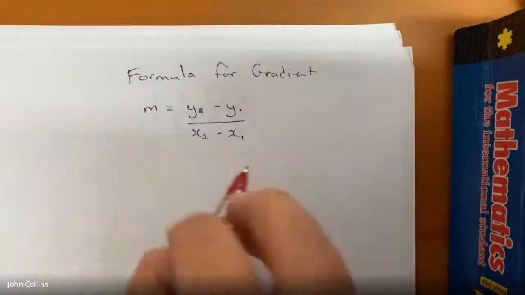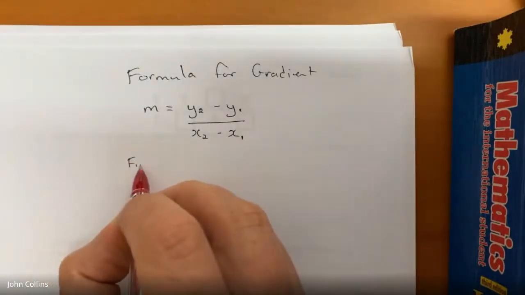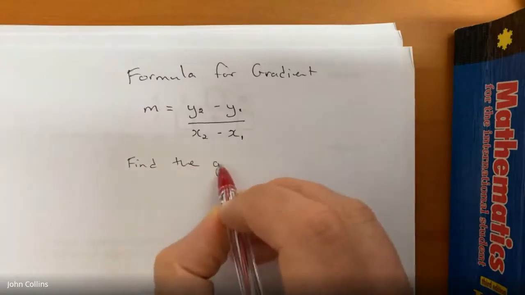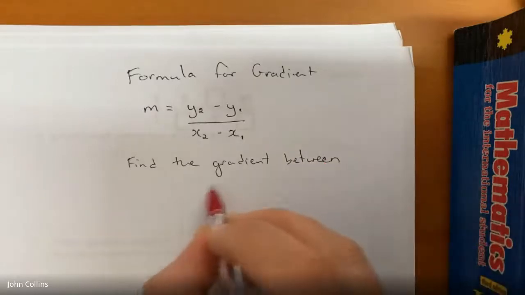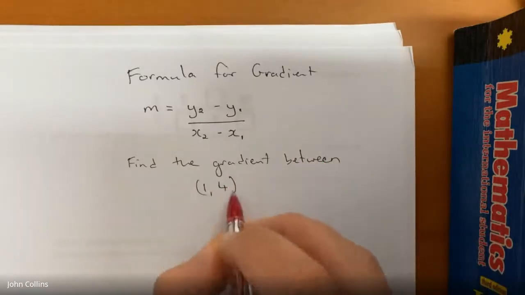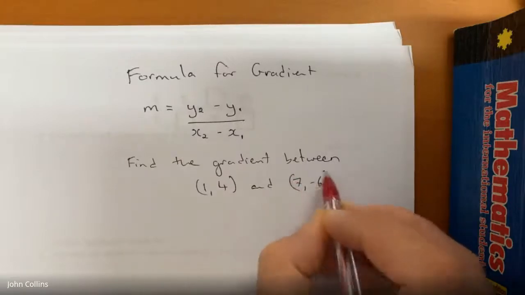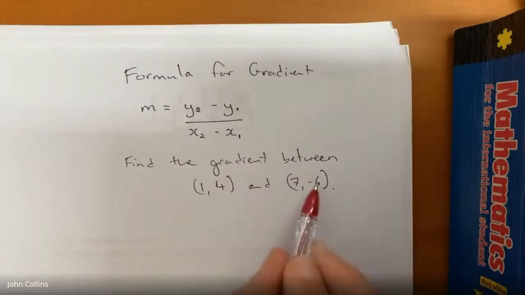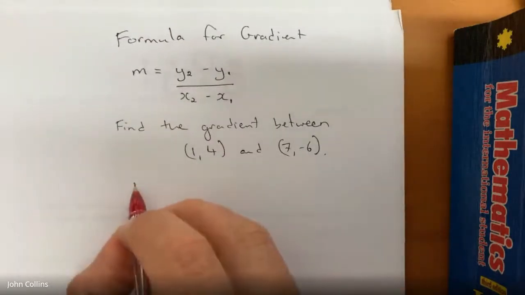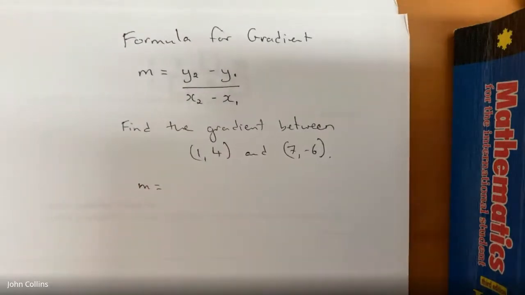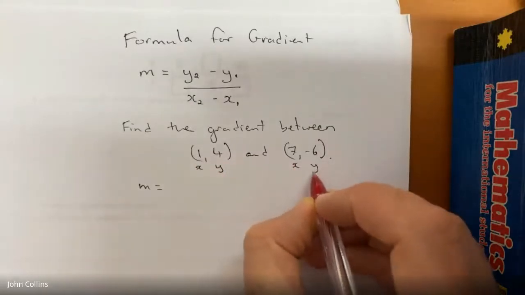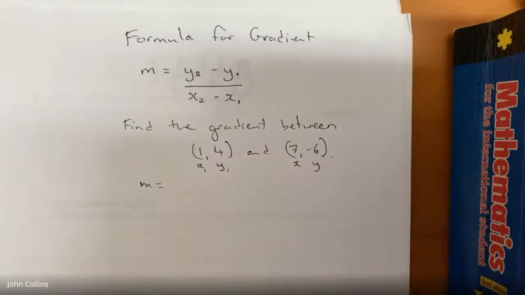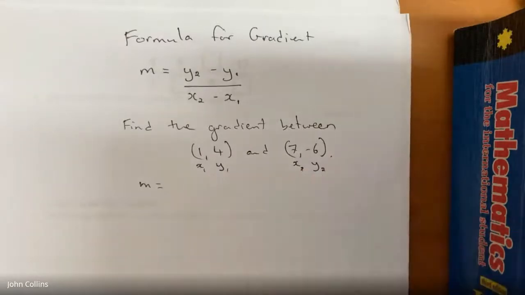So if you get 2 points, let's go 1, 4, 7, minus 6. So if I want to find the gradient without drawing, I could draw this and get my rise over run, but I can do it without the picture if I use this. So this is an x point and a y point. This is an x point and a y point. I just need to say which is the first one, so let's call these the first ones, and which is the second ones. Call these the second ones.